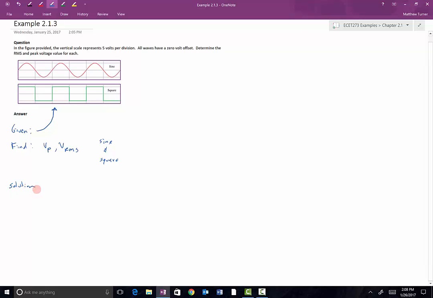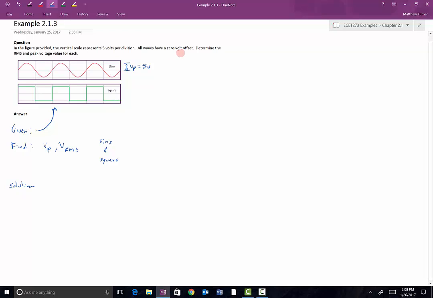The solution. Well, first we have to interpret some of this information and apply it to the graphs. The first is that the vertical scale represents 5 volts per division. Vertical is up and down, horizontal is left to right. Hopefully you know that by now. But what that is saying is that distance from there to there is 5 volts. We can see on this drawing that's also the peak voltage right there.